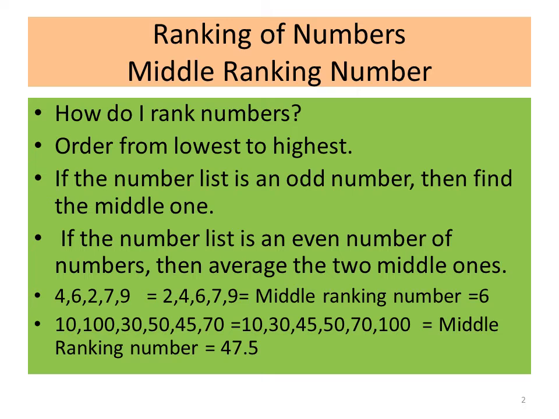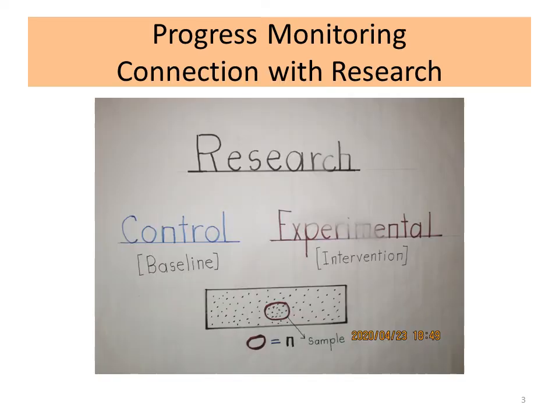That's why you see here in my example, the very first one is an odd number of numbers, 4, 6, 2, 7, 9. And so I first ranked them from lowest to highest. And the middle ranking number is 6. That's right smack in the middle. Then on the next one, you see I have an even set of numbers. 1, 2, 3, 4, 5, 6 numbers. 6 is an even number. I rank them from the lowest to the highest, and I find out that I have to average 45 and 50.